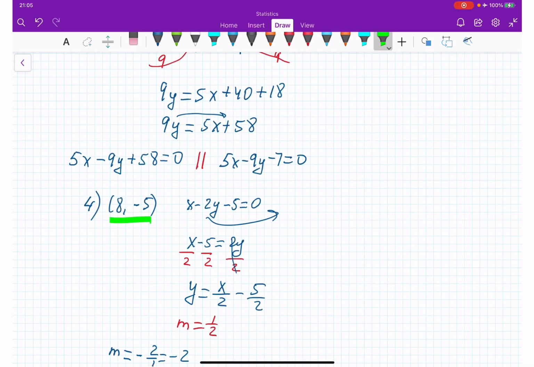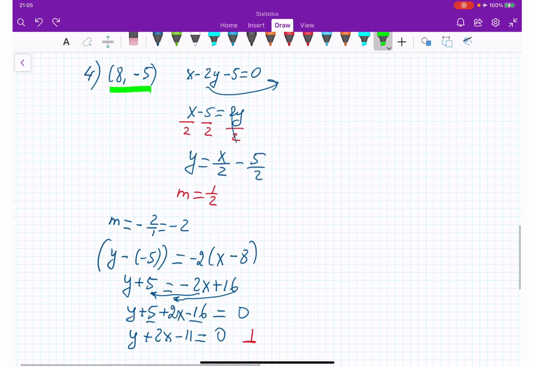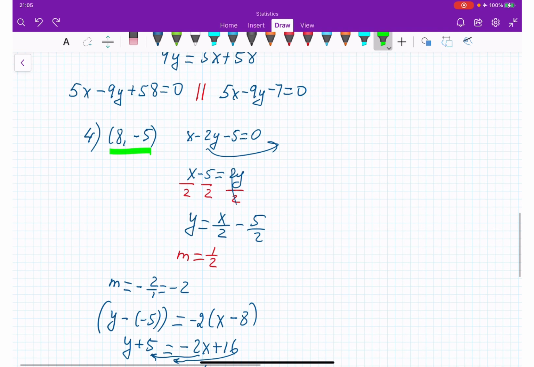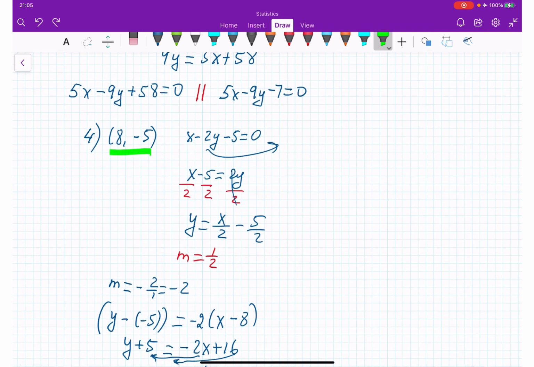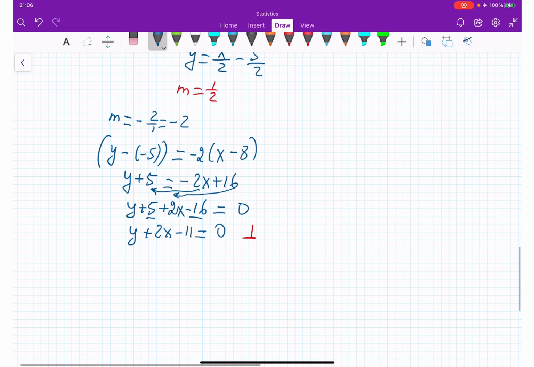Here it is, 5x minus, no, not this one, I'm sorry. Is perpendicular to, let me clean this, perpendicular to x minus 2y minus 5. Let me write it down. x minus 2y minus 5 equals 0. Okay? Okie dokie.